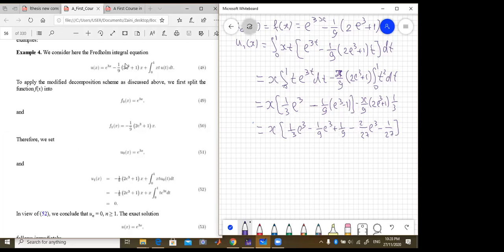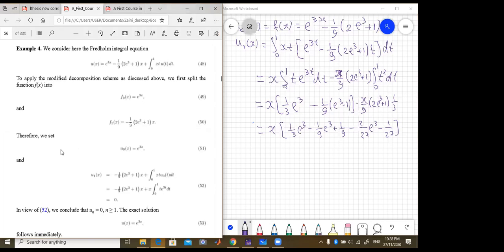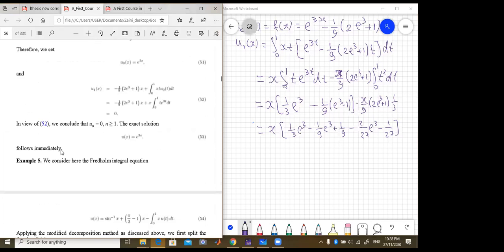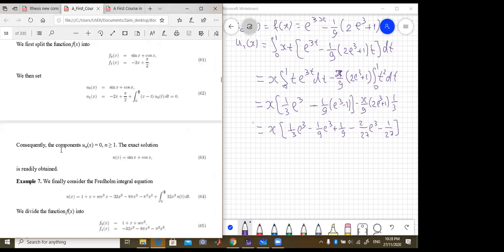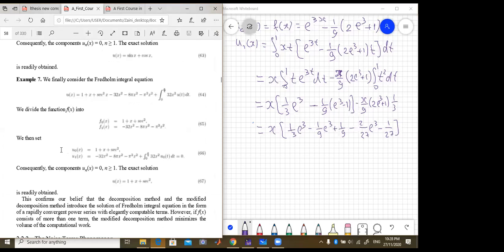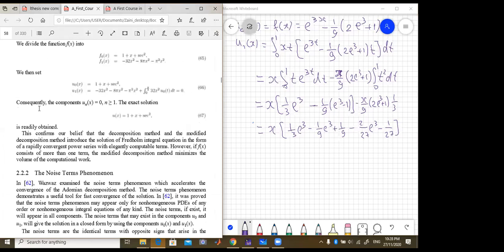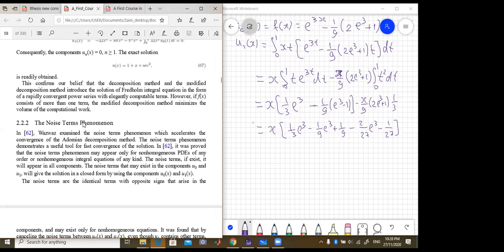So u2 is not 0, u3 is not 0. So then I have to calculate up to the n. Okay, I think that is the technique for today. And after this, they show one more example, and 2 more examples, so 3 examples. Then they actually give one applied problem, a noise term phenomenon.